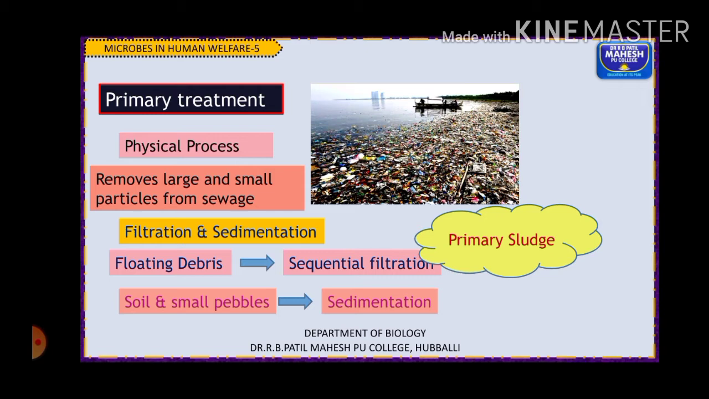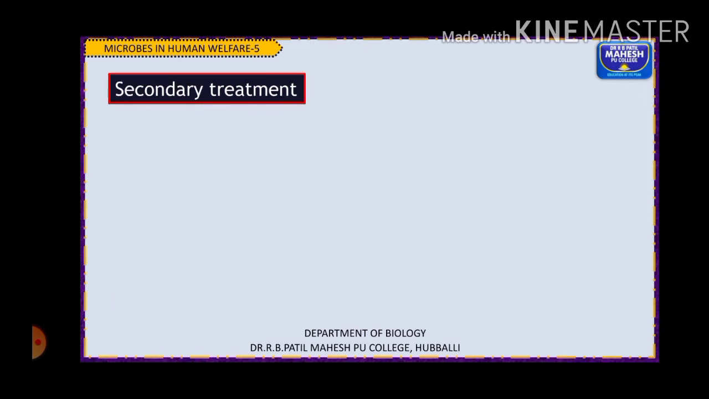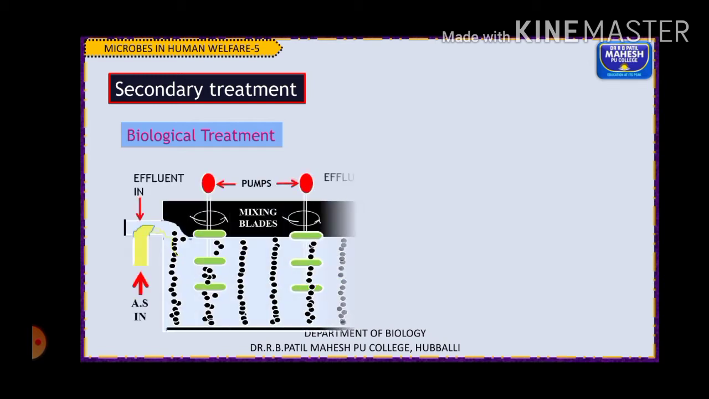Now this primary effluent is further taken for secondary treatment. Now we'll see what the secondary treatment is. It is also called the biological treatment. Why? Because primarily, microbial activity is involved in this process. So now the primary effluent is made to pass into large aeration tanks.